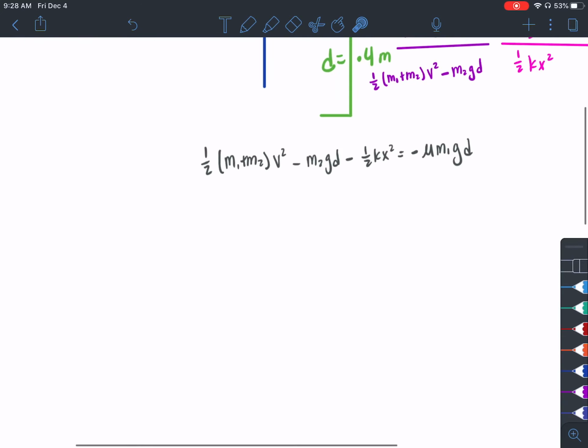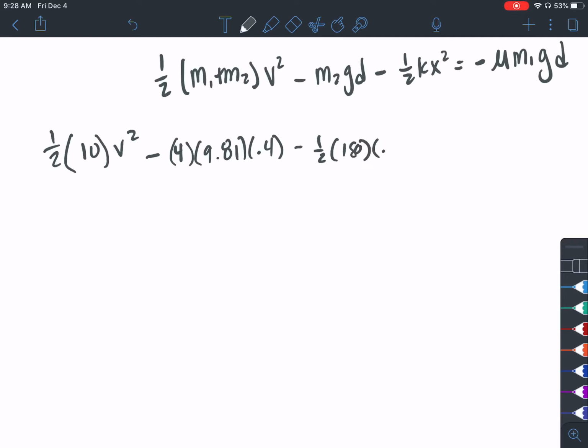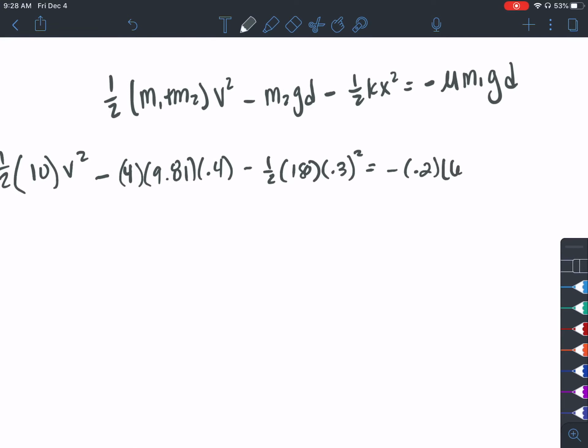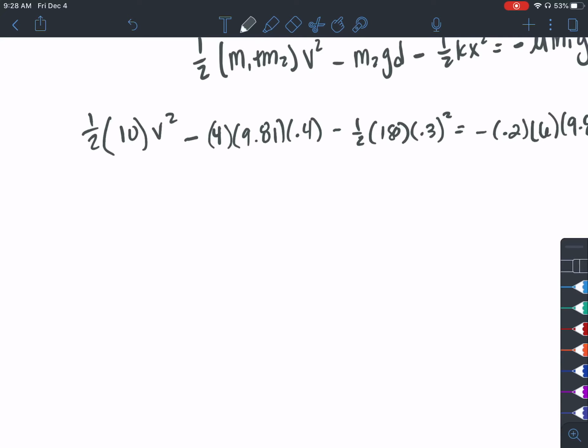So here we can just go ahead and start plugging numbers in once we get here. We're going to have 1/2, N1 and N2 is 10, v squared, minus the mass 2 is 4, gravity is 9.81, that distance 0.4, minus 1/2, 180, it was compressed 30 centimeters, is equal to negative 0.2. The mass of that one is 6, gravity is still 9.81, and that distance is still 4. We go ahead, put these values in, evaluate some of these values.